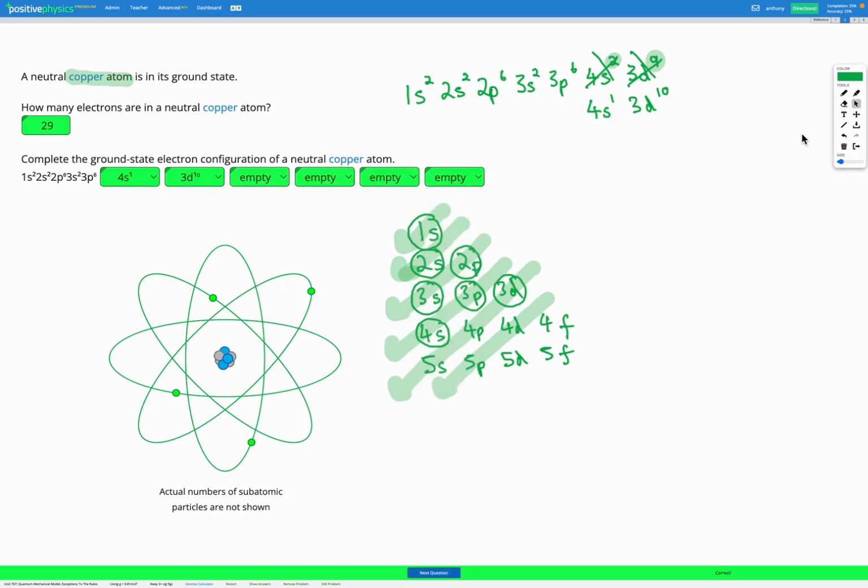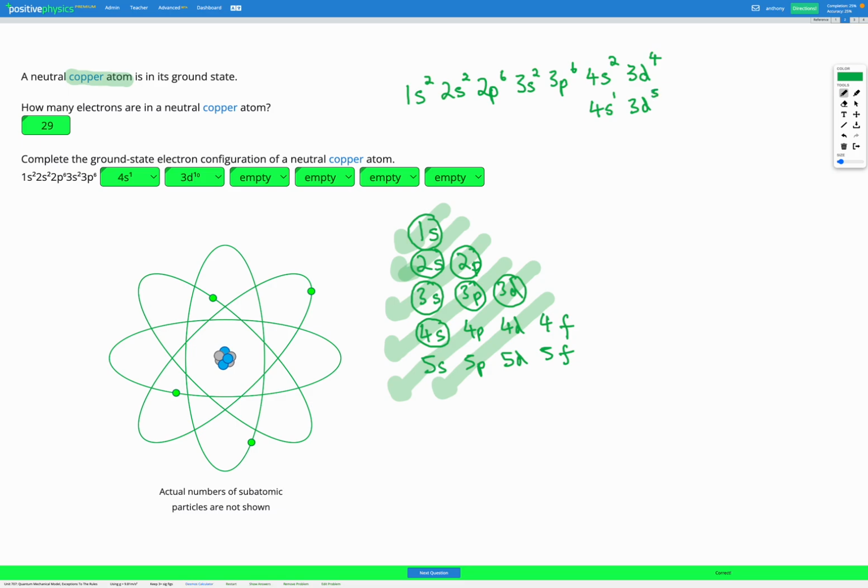The other common place where we find this is a situation where instead of having a full 4s shell and a partially full 3d shell with 9, it also happens where we have a 3d shell that has 4 electrons. It turns out that instead of having 2 electrons in the 4s and 4 in the 3d, it's actually more stable to have 1 electron in the 4s and 5 electrons in the 3d.